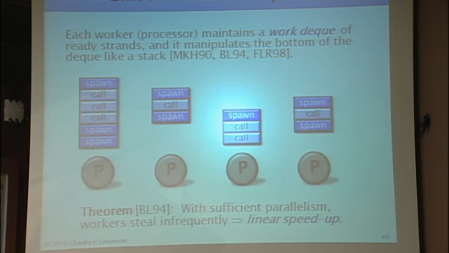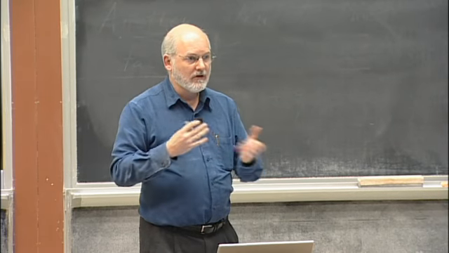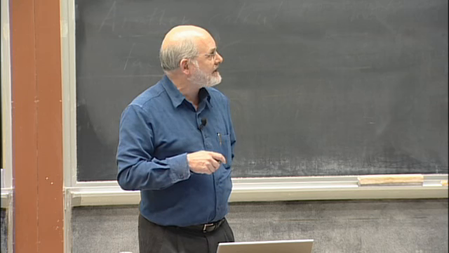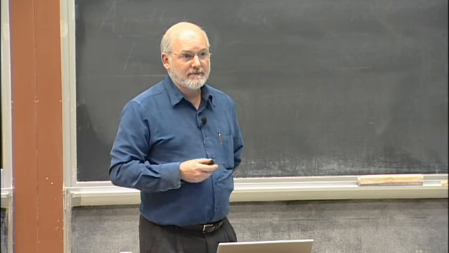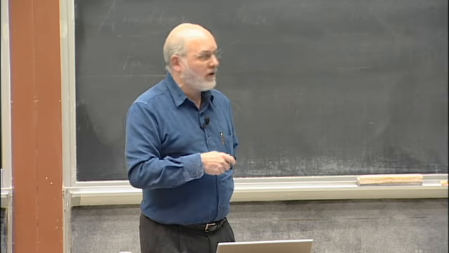The theorem that you can prove for this type of scheduler is that if you have sufficient parallelism, and you all know what parallelism is at this point, the workers steal infrequently. In a typical execution, you might have a few hundred load balancing operations of this nature for something which is doing billions and billions of instructions. So you steal infrequently. If you're stealing infrequently and all the rest of the time you're just executing like C or C++, now you've got linear speedup because you've got all of these guys working all the time.